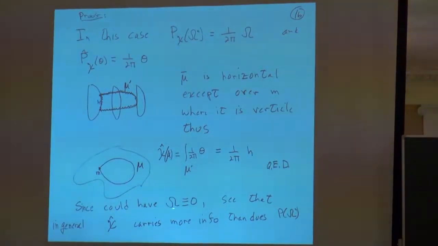It could have been a flat bundle, but you'd still get an answer because you could have a flat bundle which still has holonomy. So we could have had omega equals 0. So we can see in general, chi hat carries more information than does the form whose boundary it is upstairs. So, then there's that form. Okay.